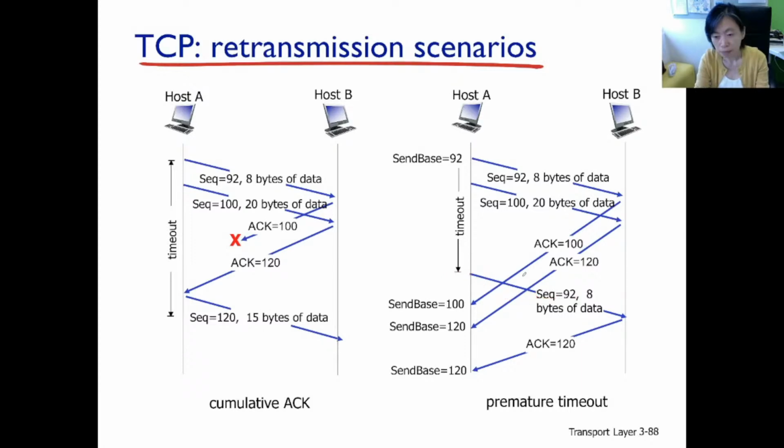Okay. Now, ACK 100 and ACK 120 will arrive later. So when ACK 100 arrives at the sender here, Y equals 100, which is the sequence number in the ACK. The send base at this point is still 92. So Y is greater than send base. Therefore, we change the send base to the new ACK number.